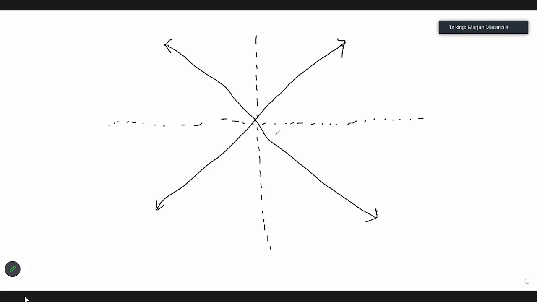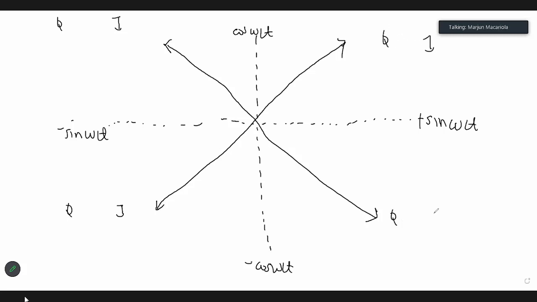Again, so for the label, so for your y-axis, we have the positive cosine omega ct, and this is your negative cosine omega ct. This is your negative sine omega ct, and this here is your positive sine omega ct. Okay? Next, you're going to put the channels, which is Q and I, and the output of the linear summer.